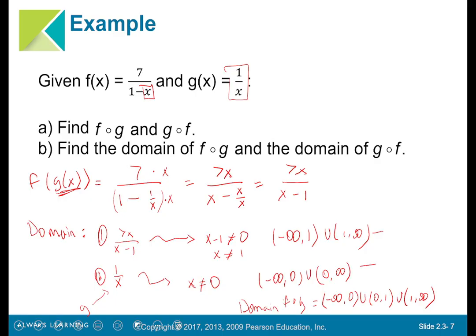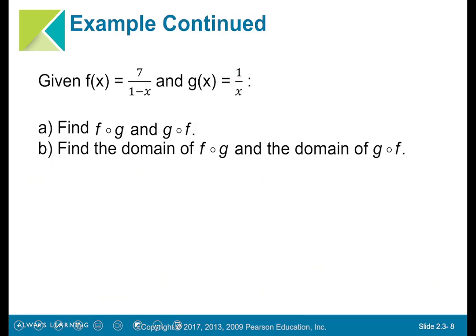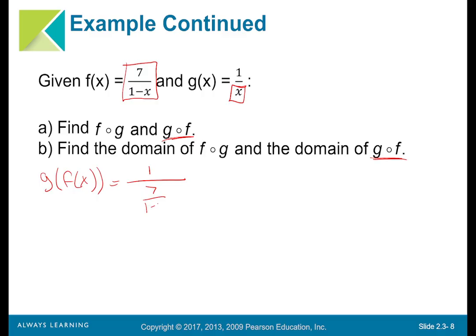Now, I believe I have another slide, hopefully, for G composed F. Yes. Now we're going to focus on G composed F. So G of F of X is, well, G is our 1 over X function. And where we see X here, we're going to plug in F of X. So that's 1 over, now instead of X, I write F of X, 7 over 1 minus X.